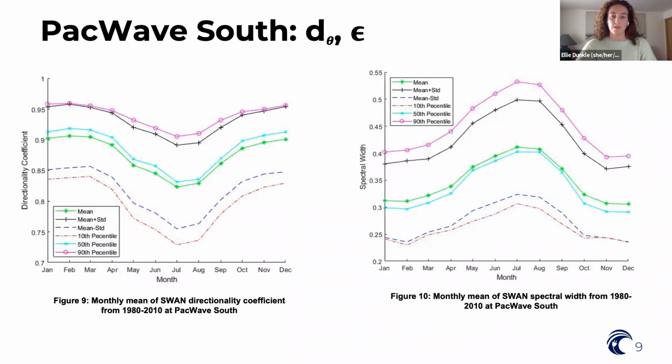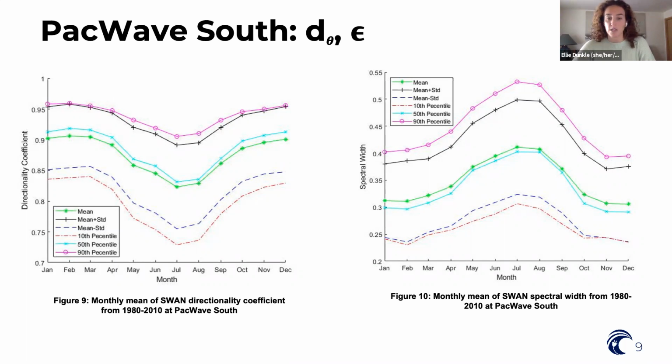Figure 9 describes the directionality coefficient, which is seen at a maximum in the winter months. That means that the wave field converges to fewer directions during the winter, and we think that's due to the storms that are more present in the winter coming from a more concentrated direction. Lower coefficient values in the summer are due to a wider wave directional field, and that's due to those high frequency wind-induced waves.